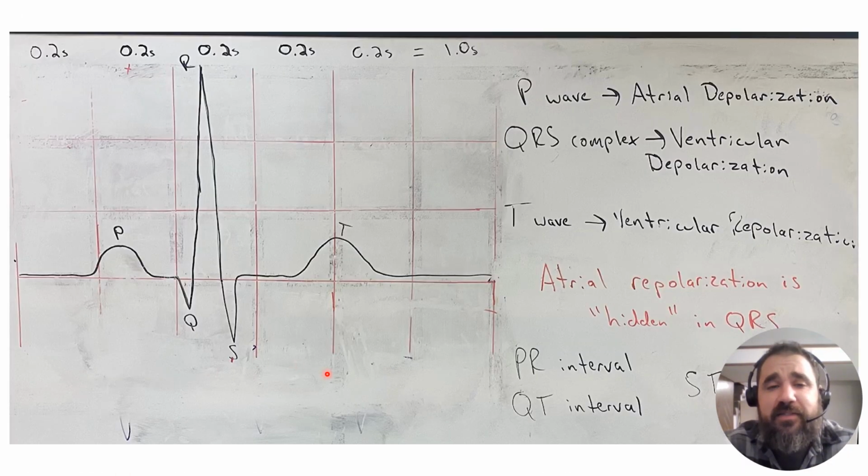So here's a basic ECG. All you need to know is the basics. You'll learn everything else later. So we see a P wave. That's one positive deflection. That's due to atrial depolarization, right?